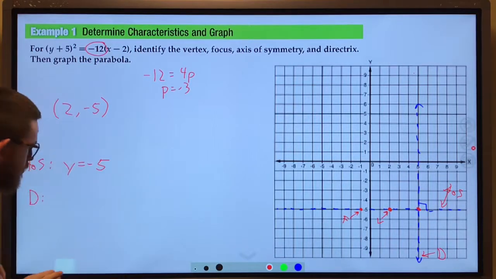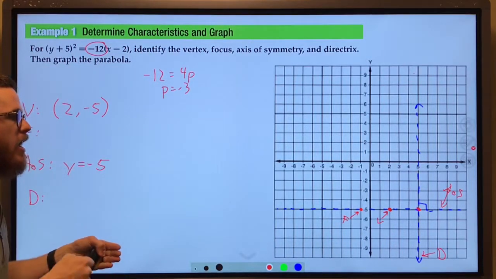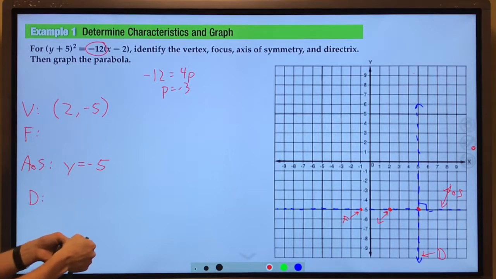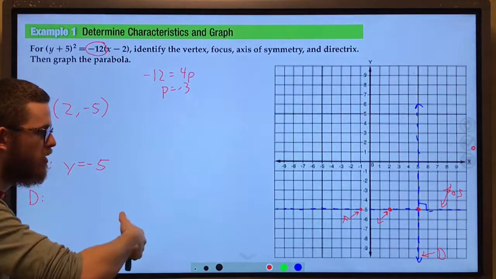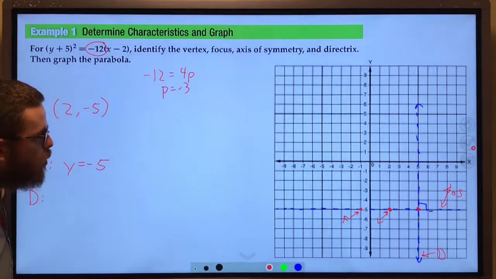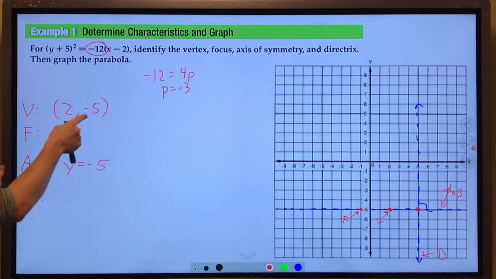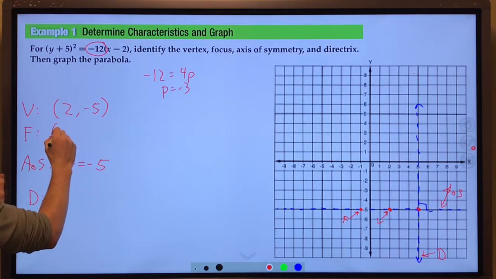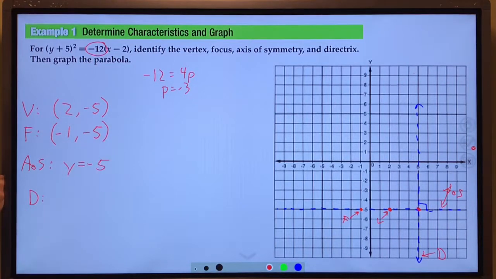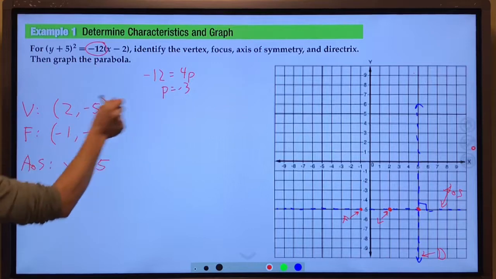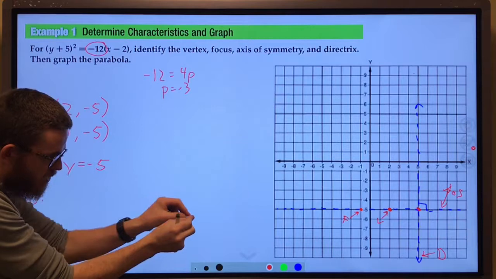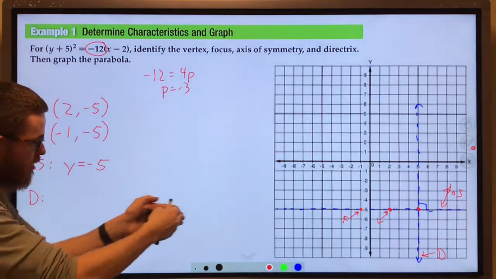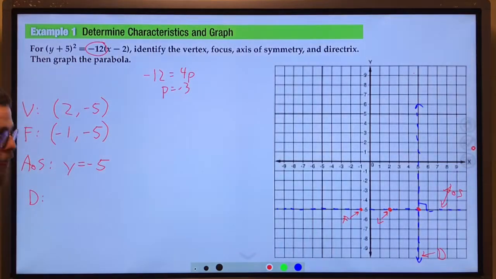So for our focus, we take our p-value and add it. In this case it's a horizontal opening parabola, opening to the left, so we add it to the x coordinate. That gives us (-1, -5), and we can see that on the graph. The p-value is added to the x because it is one of the horizontal opening ones. The focus is going to have the same y coordinate as the vertex because things are just shifting to the left or to the right. We see that right there in our graph.